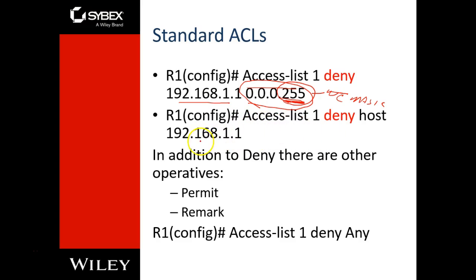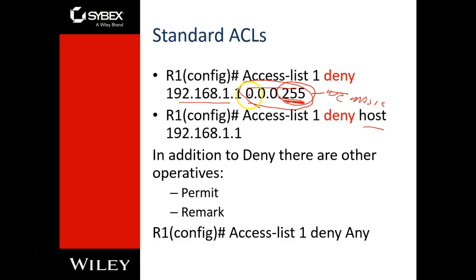Access list 1, deny host, and we can use the word host, 192.168.1.1, or we could use 0.0.0.0. Whatever it's going to be for 1.